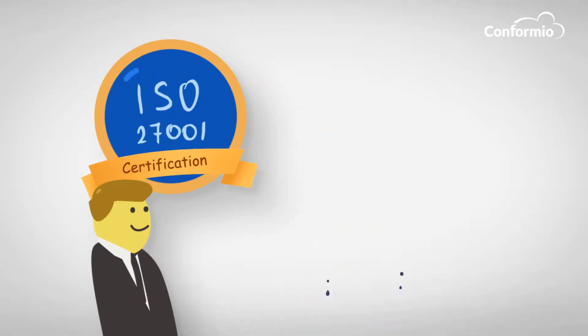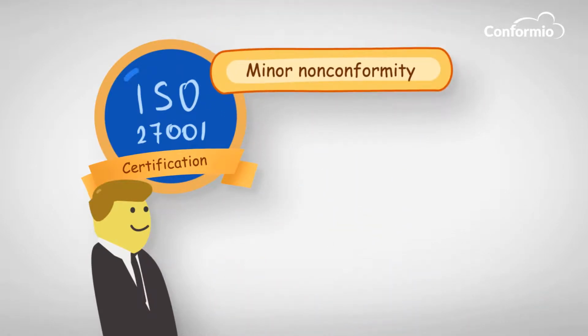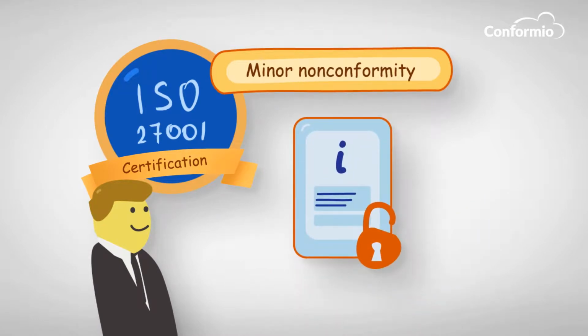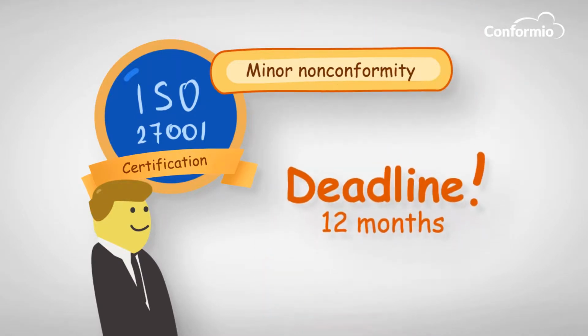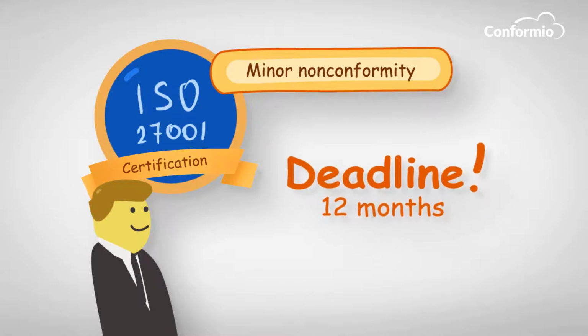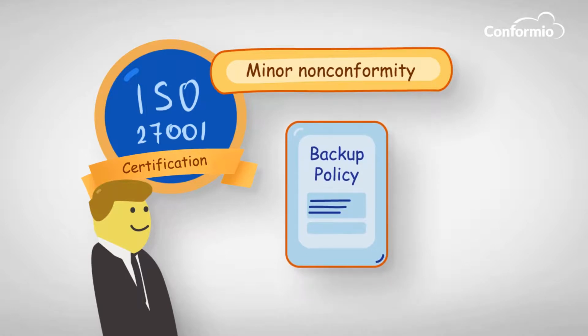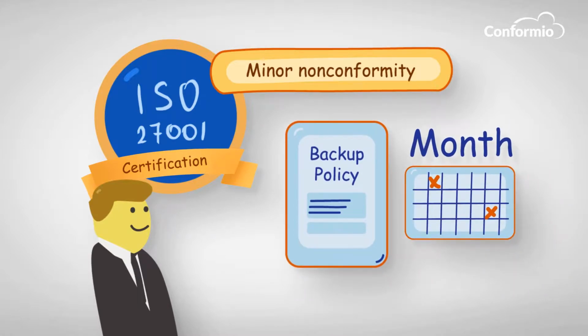If during the audit you have received a minor nonconformity, meaning that you have some smaller problem with your information security, you will be able to get a certificate, and you will be given a deadline, which is usually 12 months, to make all the corrections. An example of a minor nonconformity would be that, in general, you performed backup according to your policy, but you missed doing it once or twice during a month.